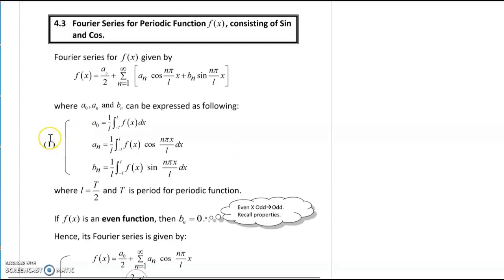I denote this one as equation 1. The whole thing here is called the full range Fourier series, the general formula for the Fourier series. All right, now let us explore more.